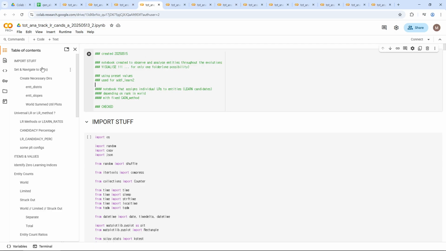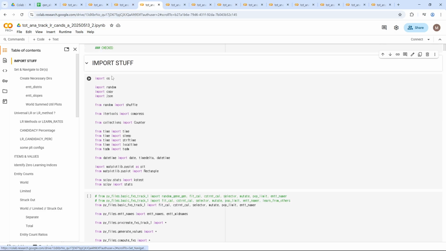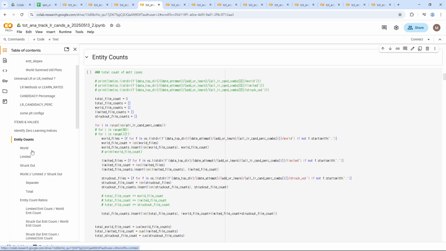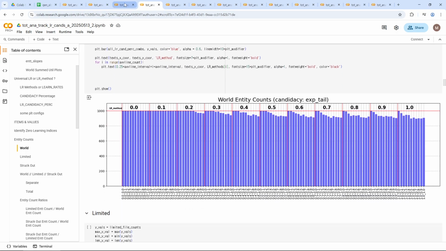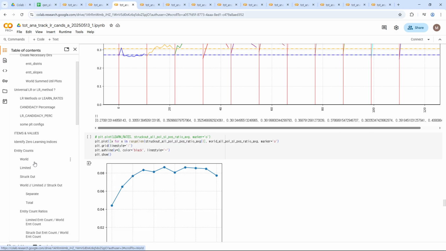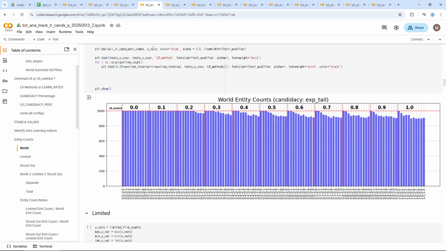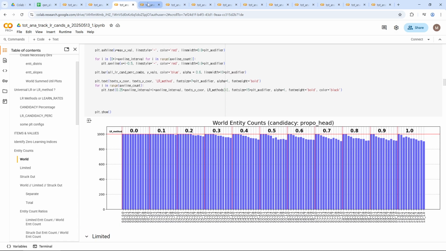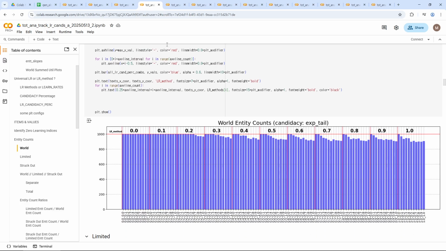The next notebook is 2025-05-13_2, and we go straight to entity counts, world. I really hope these aren't the same thing again. Not the same, thank God.